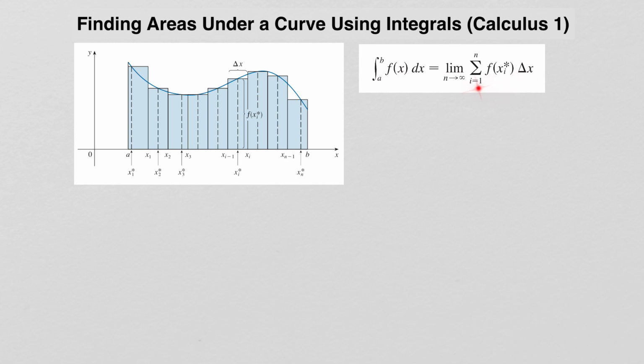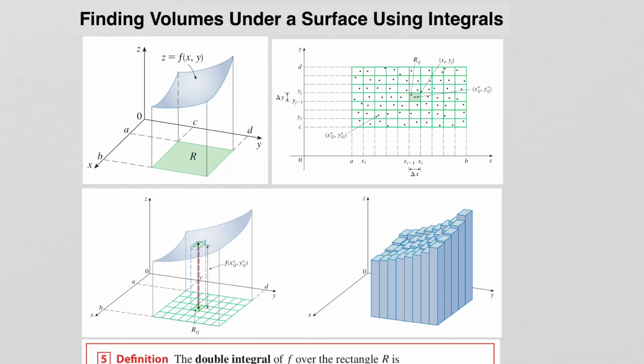And this is the sum that we get over here, which is called the Riemann sum. And if we take the limit as n goes to infinity, this gives us the exact area under the curve, which we call a definite integral. In this course, we are doing something similar.